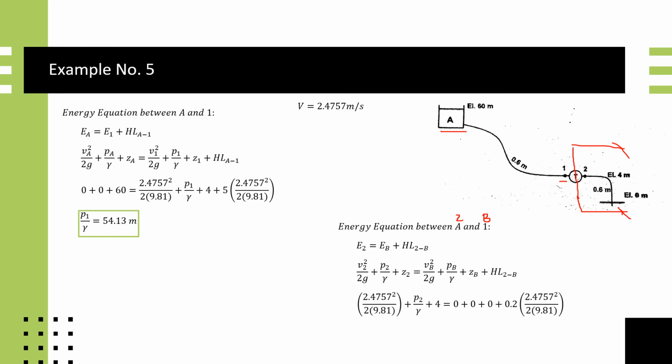Okay? Next. Final answer, P2 over gamma is equal to negative 4.25 meters. Final answer. So, ano lang siya, guys. So, ayun. Tapos na.